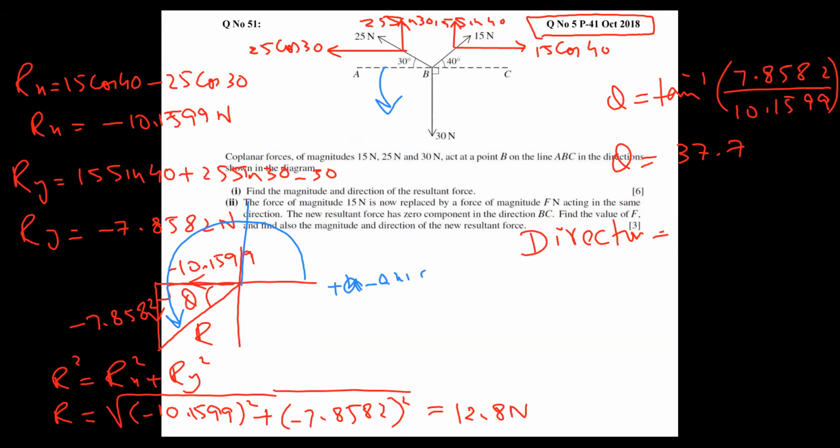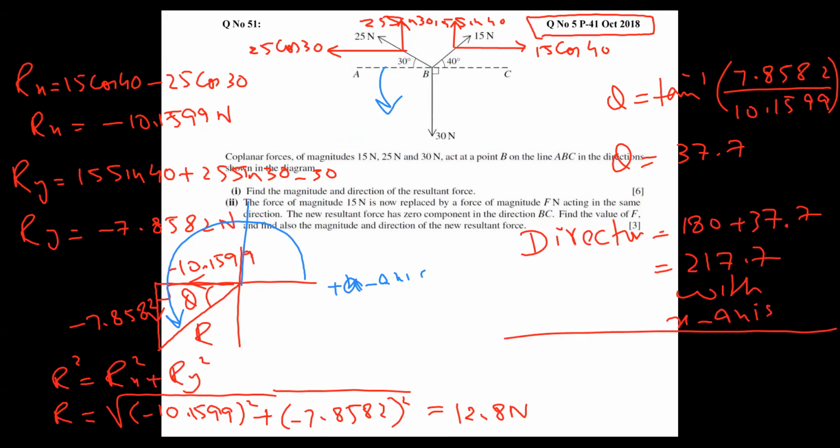So it means direction is 180 plus 37.7, which is 217.7. And you must write with x-axis. This is compulsory, you must write the direction. I think the first part is very, very clear. I'm sure it has no confusion. Confusion is in part two only.